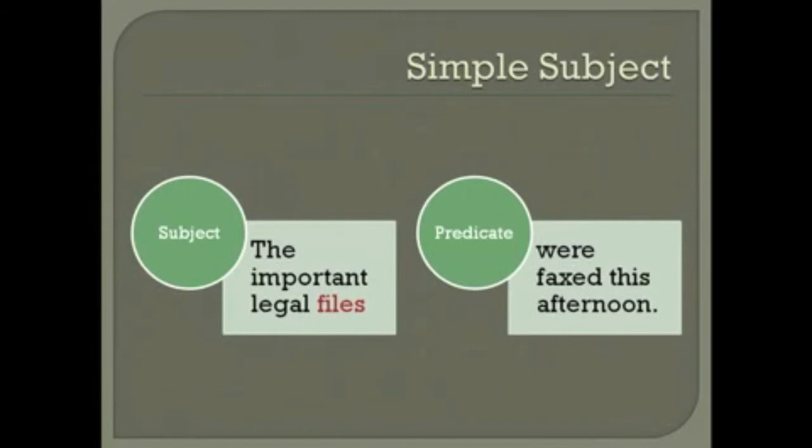Identifying the simple subject is exceptionally important for determining the correct subject-verb agreement. In other words, the simple subject controls the form of the verb. The simple subject is only one word, and it is what is left after all of the other modifiers are stripped away from the complete subject. In the above example, the single word that is left is the word files. This is the simple subject.